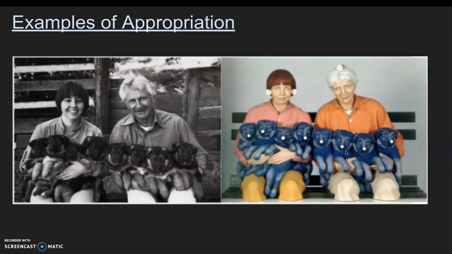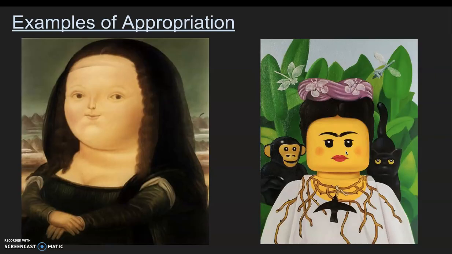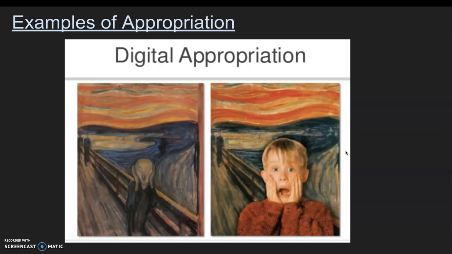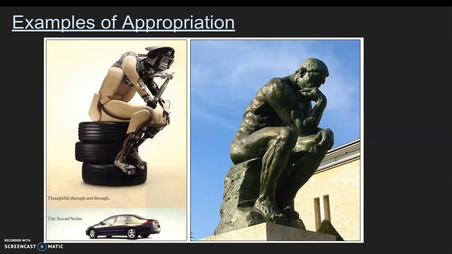So the photograph here on the left, and then an artist reinterpreted that photograph into a sculpture on the right. This painting on the right is a reinterpretation of Frida Kahlo, but as a Lego figure. This sculpture here of the thinker has been reinterpreted for a car magazine.